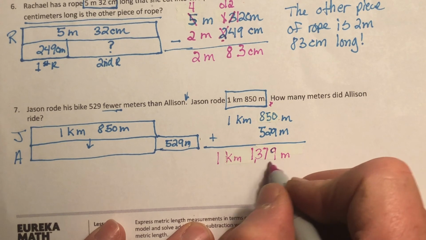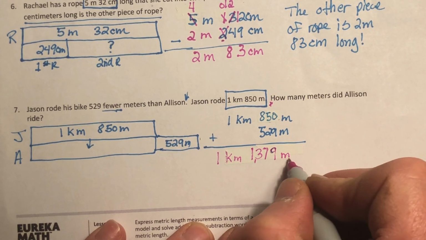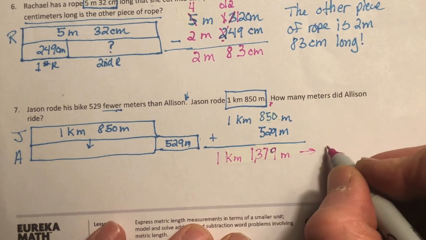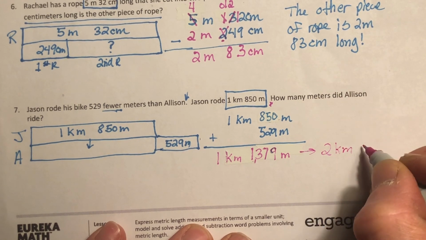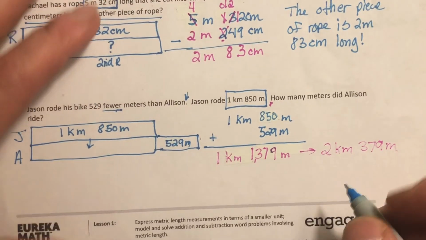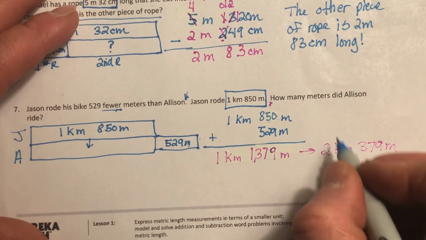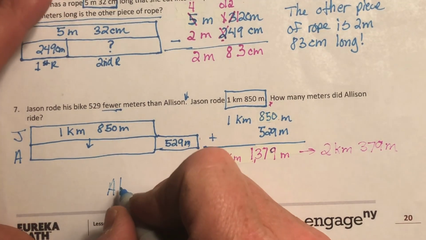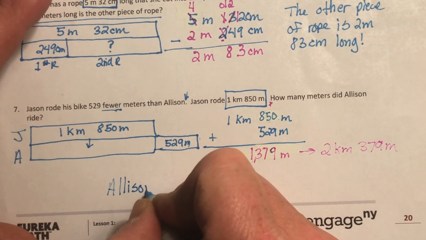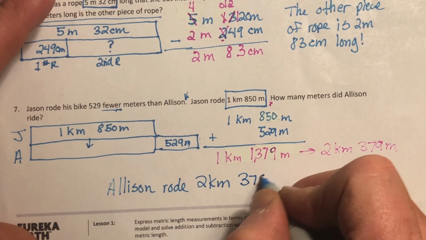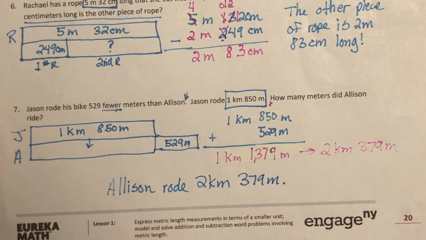I'm noticing here that I've got over 1,000 meters. So this 1,000 I'm gonna turn into 1 kilometer. So this turns into 2 kilometers, 379 meters, just like that, okay? So what I have now is the sentence. How many meters did Allison ride? Allison rode 2 kilometers, 379 meters, period. Okay, and that concludes today's lesson on this, all right?